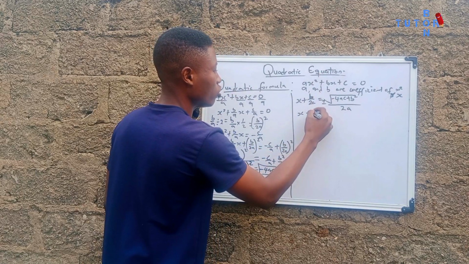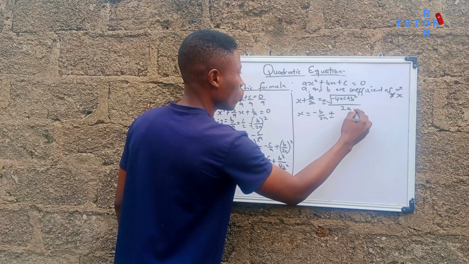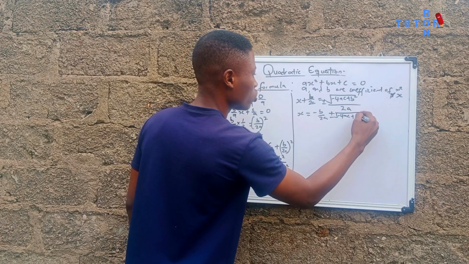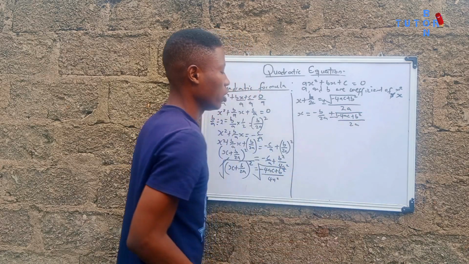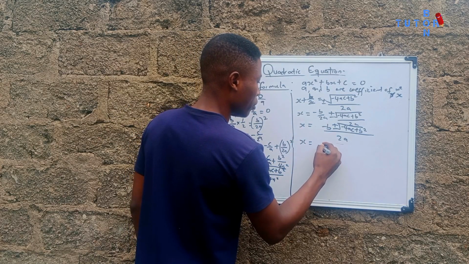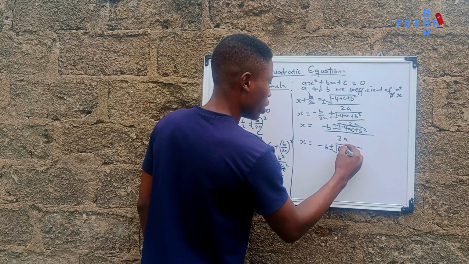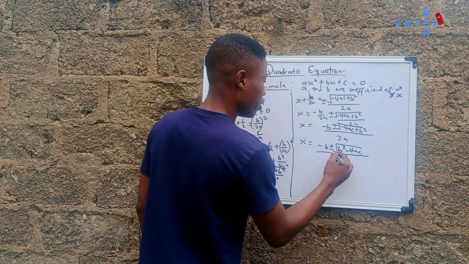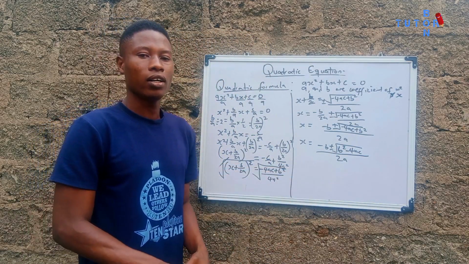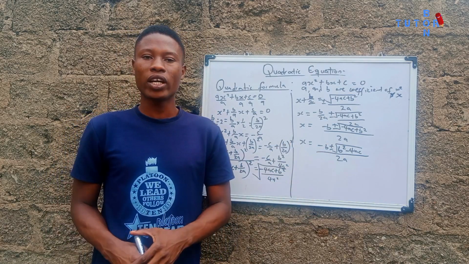So you'll be having your x to be equals to, if you transfer this, minus b over 2a plus or minus square root of minus 4ac plus b squared over 2a. You can write this by saying x equals minus b plus or minus square root of b squared minus 4ac, everything over 2a. And this is what we call the general formula or quadratic formula, and this is the way we get it.